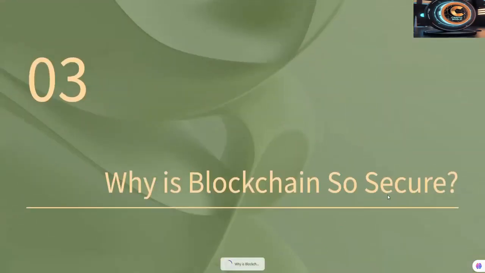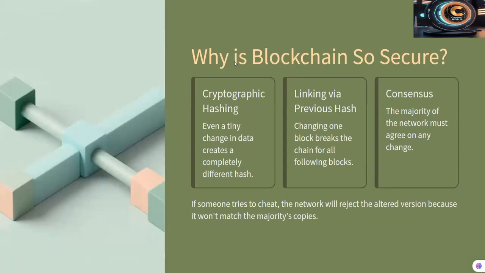Why is blockchain so secure? Cryptographic hashing. Even a tiny change in data creates a completely different hash. Linking via previous hash: changing one block breaks the chain for all the following blocks. If any change is made in the block or in the transaction, then the blocks will also change, and this is linked via the previous hash.